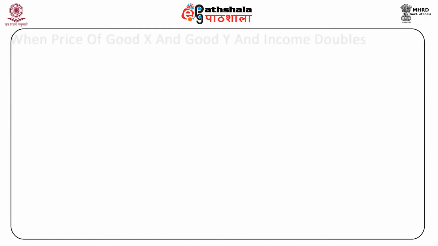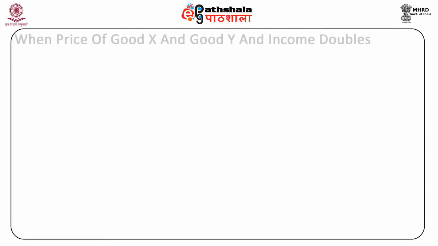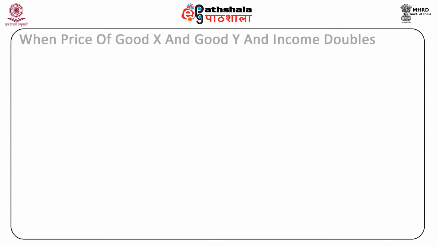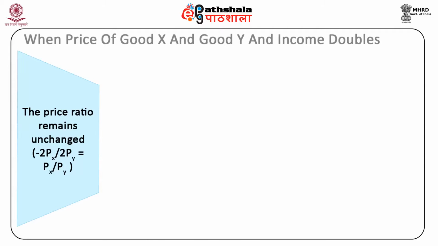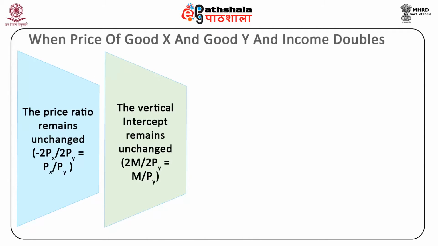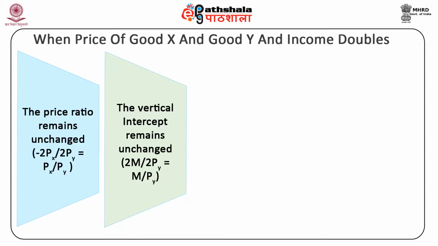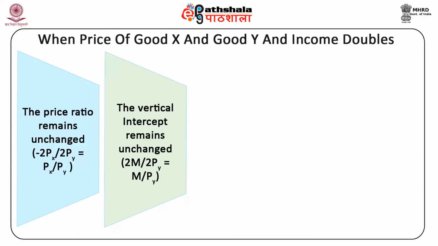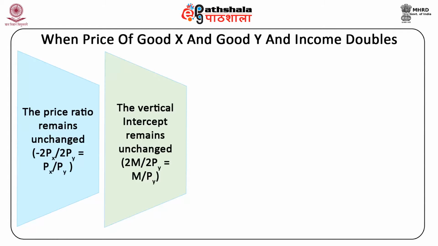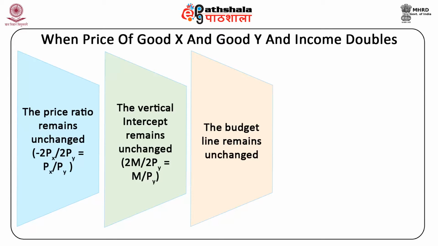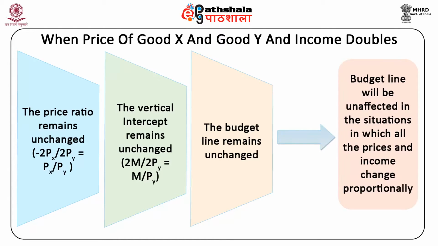Now, consider a case in which the prices of X and Y and income all double. In this case, the price ratio and vertical intercept both will remain unchanged, as minus 2 into px upon 2py is equal to px upon py, and 2m upon 2py is equal to m upon py, leaving the budget line unchanged. So, budget line will be unaffected in the situations in which all prices and income change proportionally.